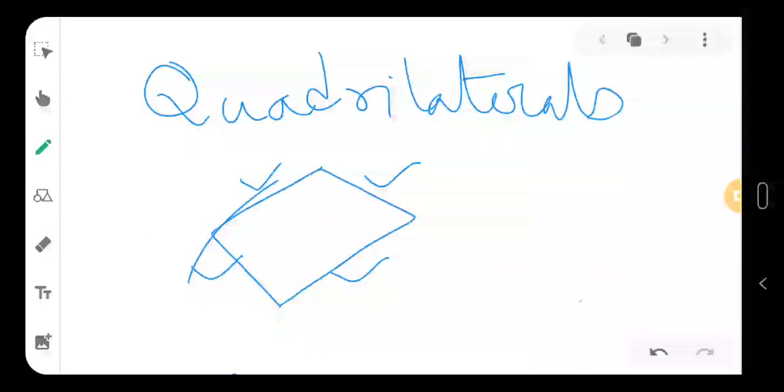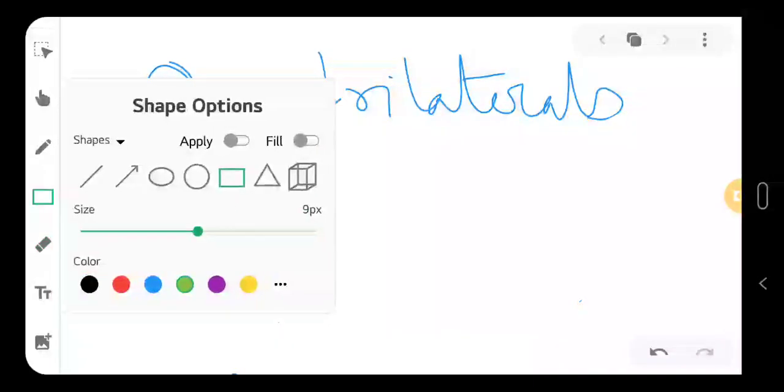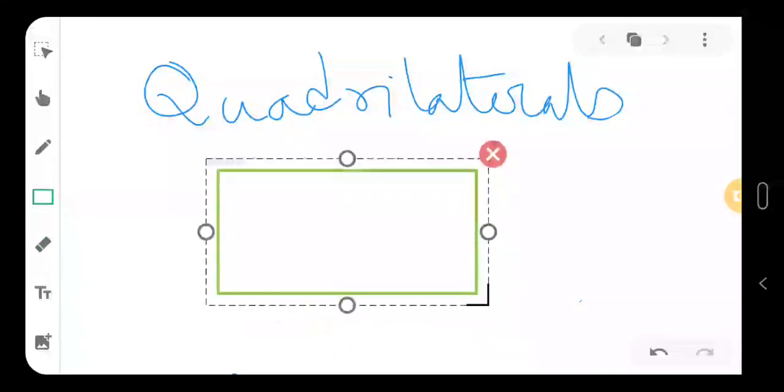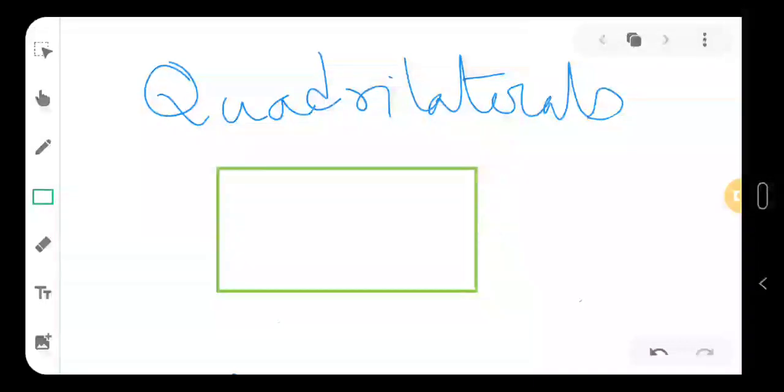Now if this is a quadrilateral, we can also say that this kind of shape is also a quadrilateral. Why? Because it has four straight line segments. Along with four line segments, it has four edges at the corners, as well as four angles at the corners. So in a quadrilateral we have four edges and four corners.